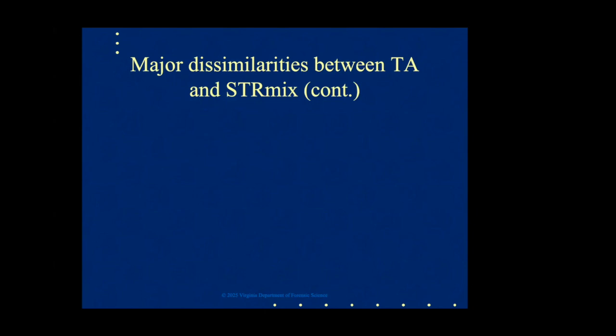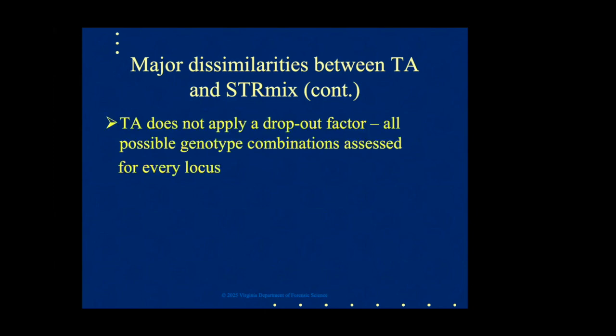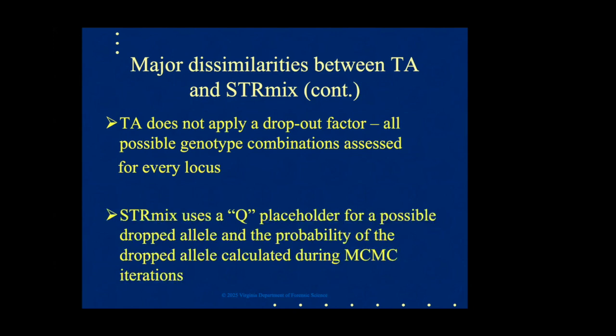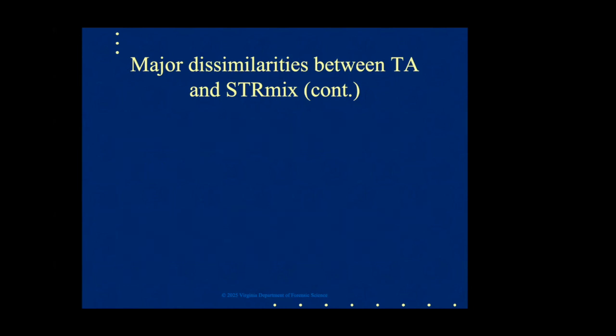Some additional dissimilarities. Next. TrueAllele does not apply a dropout factor. As you know, all possible genotype combinations are assessed for every locus. Next. STRmix uses a Q placeholder for a possible dropped allele because it does not see what's under analytical threshold, so the dropped allele could be any allele. And the probability of the dropped allele is calculated during the MCMC iterations. Next.